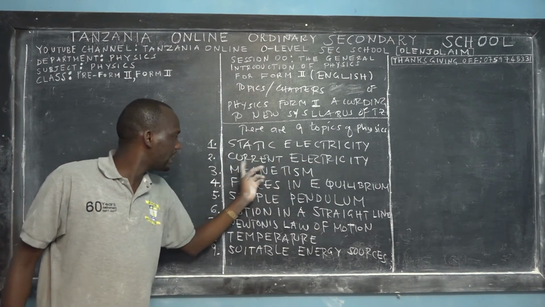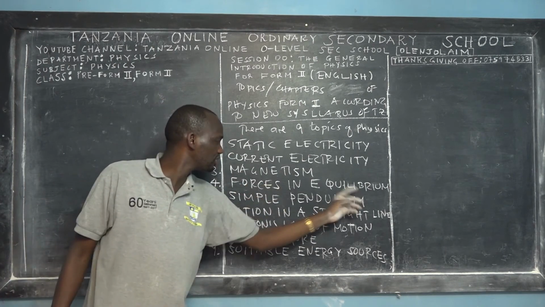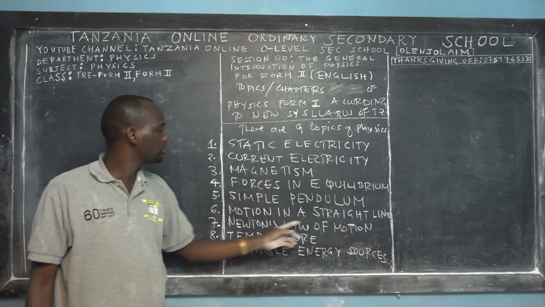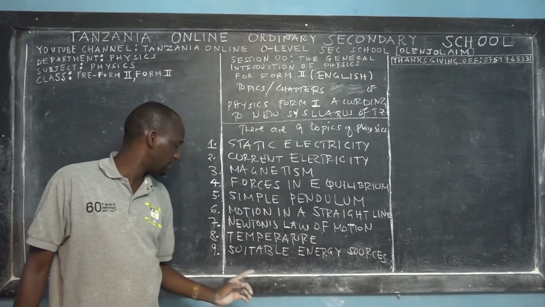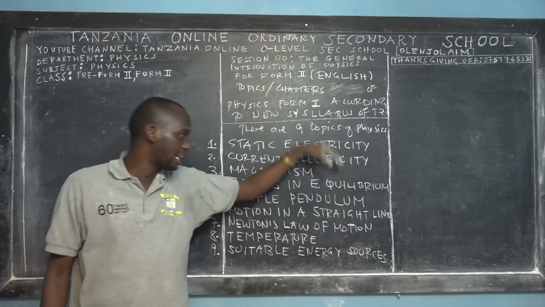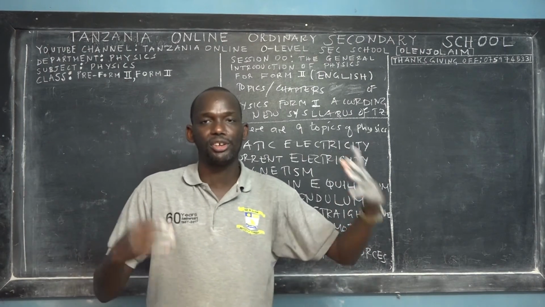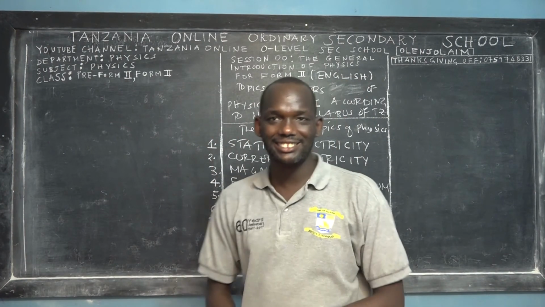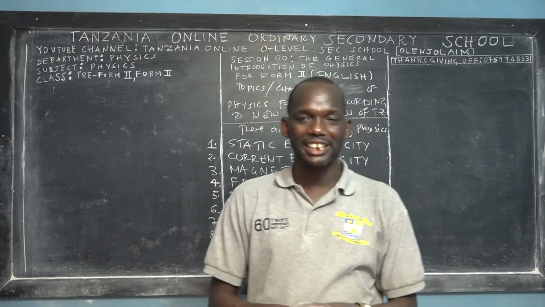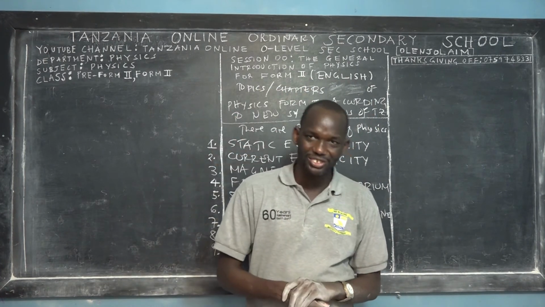Static electricity, current electricity, magnetism, forces in equilibrium, simple pendulum, motion in a straight line, Newton's law of motion, then the eighth is temperature, and sustainable energy sources. I arranged them sequentially from the first topic of Form 2 to the last topic. So if this is the case, I would like to end the session, because I could keep on teaching you and teaching you and teaching you.